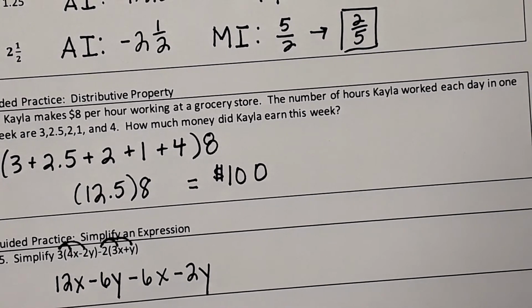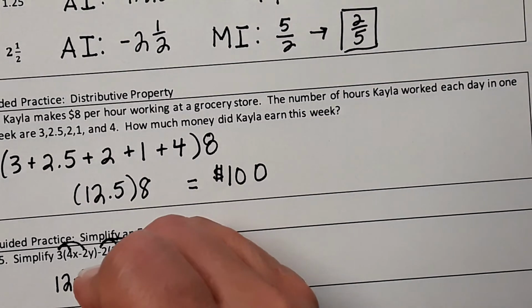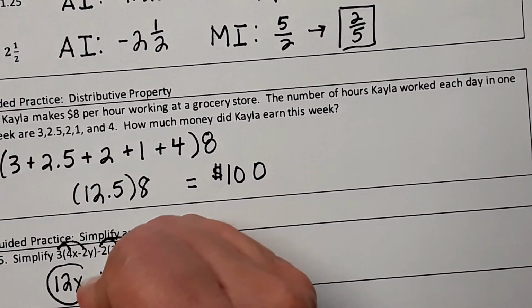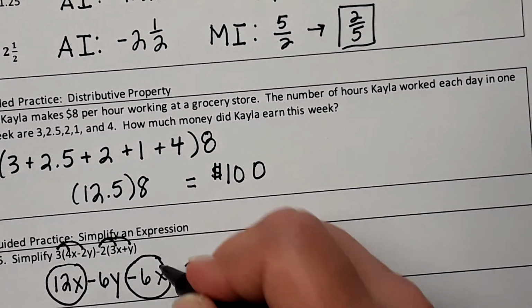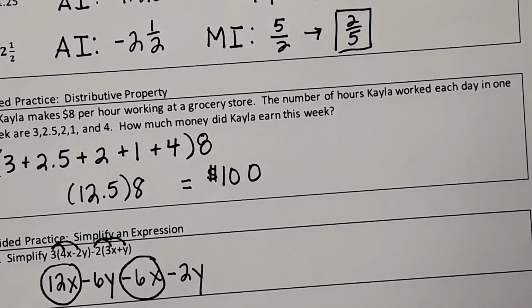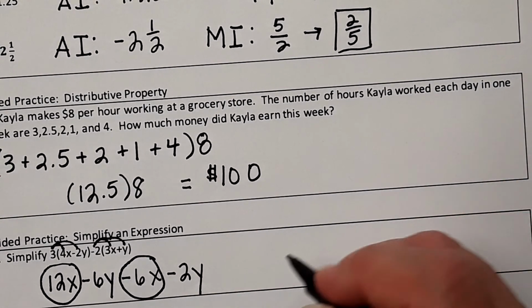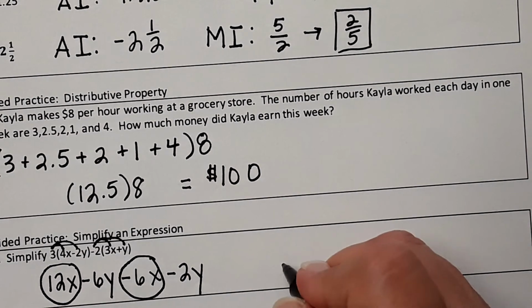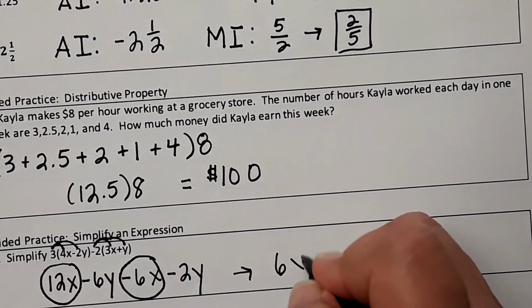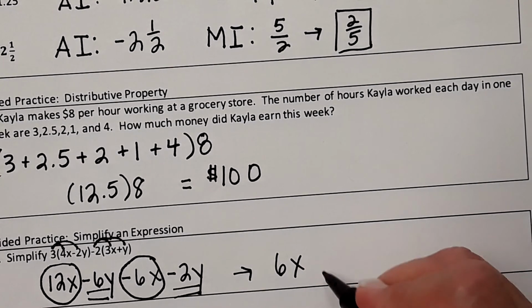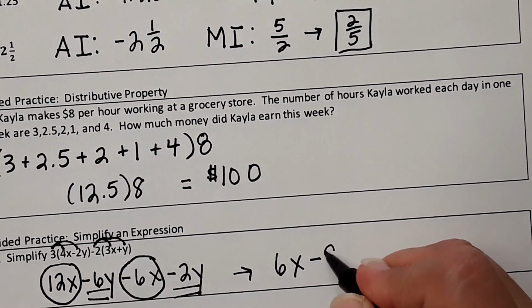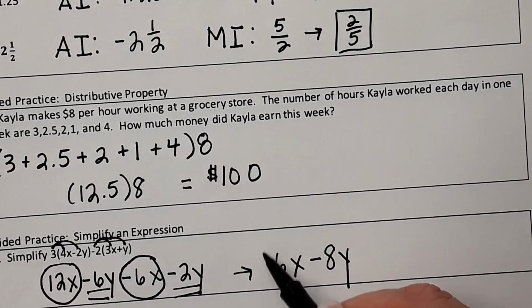Now we can combine like terms. I always like to circle my like terms, you guys, because I'm old school and because I like visual things. If you don't like visual things, that's fine. So 12x minus 6x would be 6x. Negative 6y and negative 2y would be, yep. And then this is your answer.